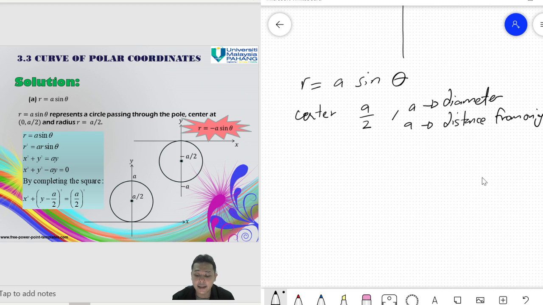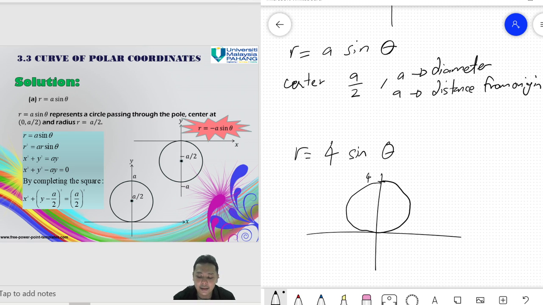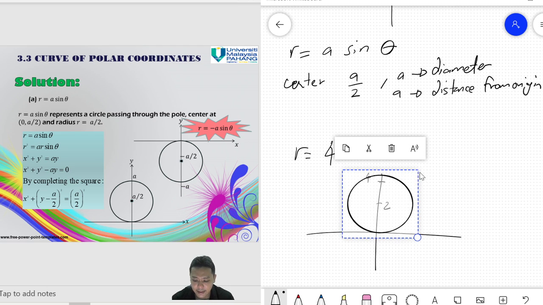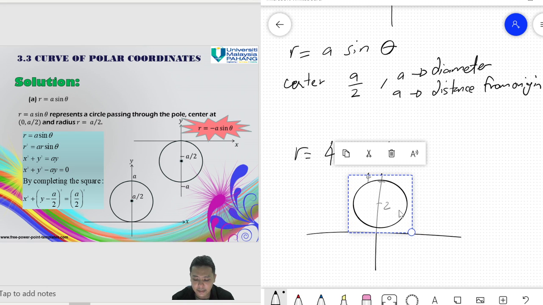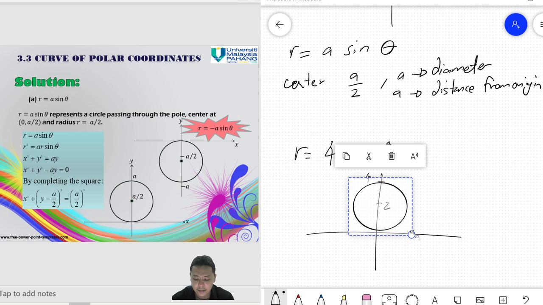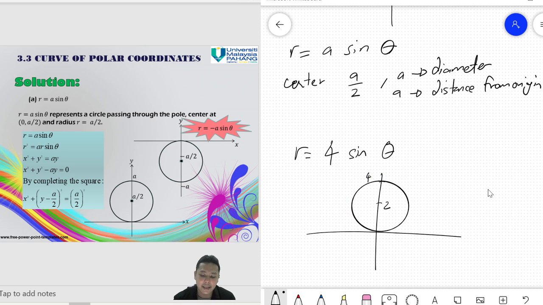If I give you another example, r equals 4 sin theta, the basic idea is that the diameter will be 4 on the top, because this is a sine and a circle, and then the center will be 2. Let me adjust it a little bit. Okay, there you go. The basic form of a sin theta.